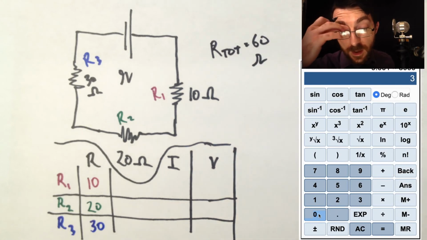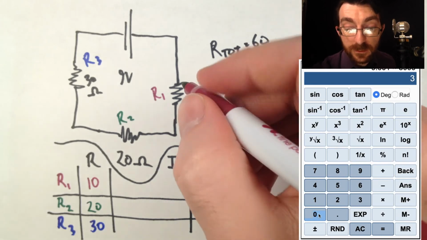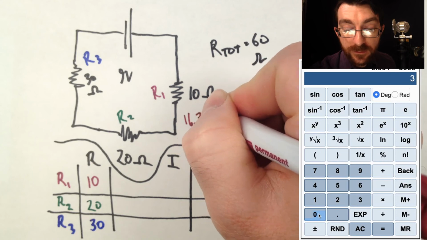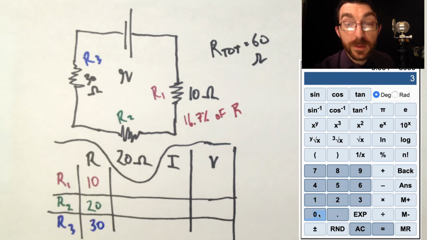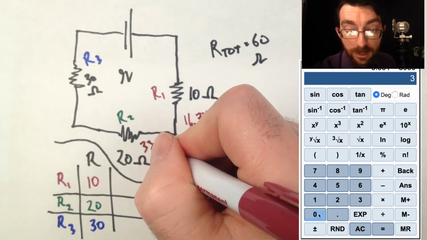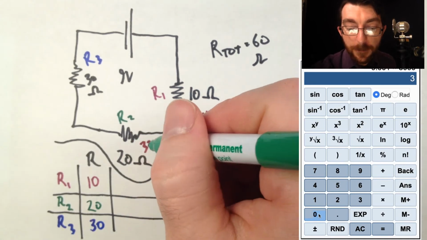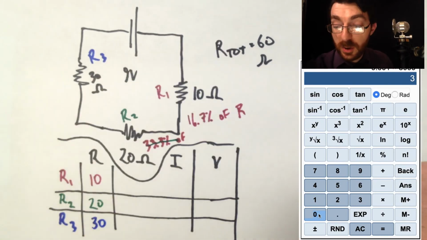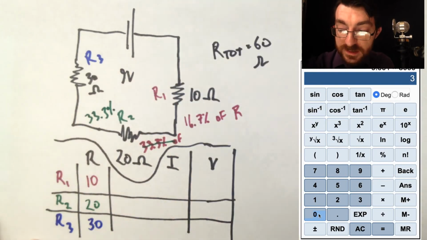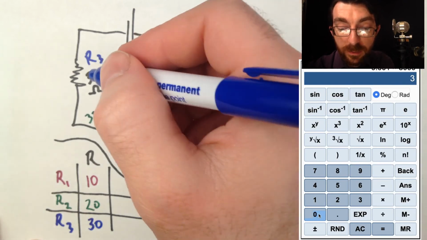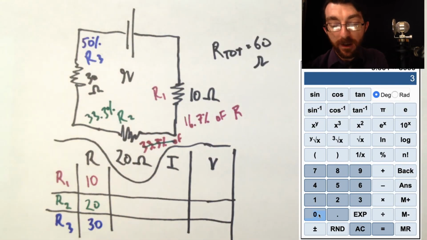Well, you know what that means? It means that resistor 1 actually is 1/6 of the resistance. It's 16.7% of the resistance. 20, well, that would be 1/3 of the resistance, 33.3%. Sorry, I'm using the wrong color. All right, so resistor 2 itself has 33.3% of the resistance in it. And this last one, R3, it's 30. The total is 60. This is actually 50% of the resistance right there.